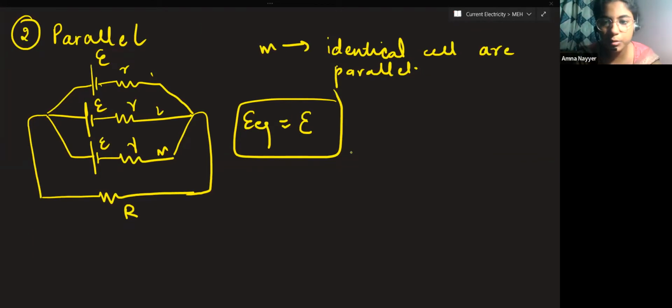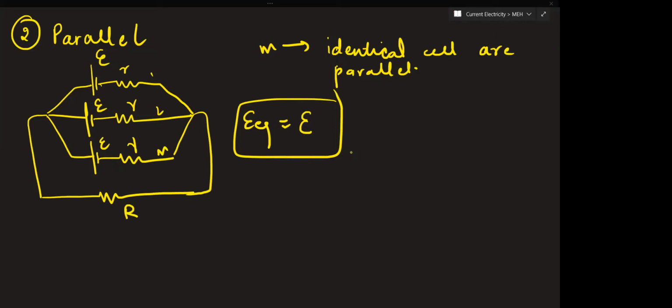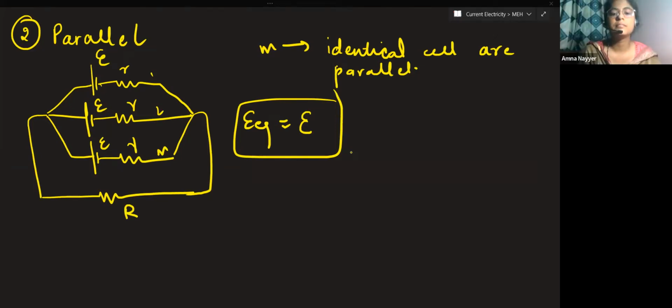Clear by all of you? Yes or no? Yes, ma'am. All right. So equivalent EMF is this only. Equivalent EMF will be E, because in parallel combination it does not get changed. R equivalent will definitely be different.